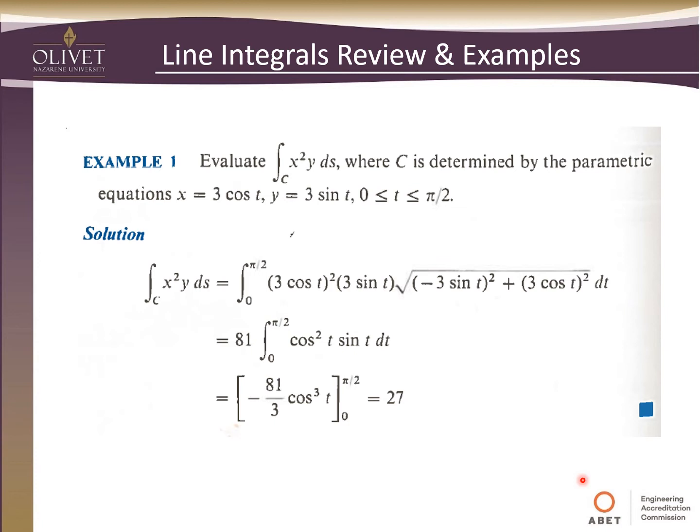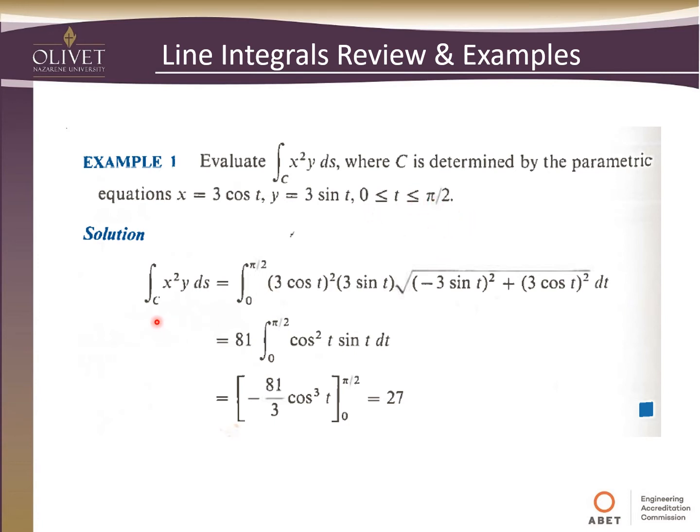So with that identity in our back pocket, hopefully that's sparked your memory a little bit. Let's look at an example of how this works. So let's say we wanted to evaluate this circular integral of x squared y ds, where c is determined by these parametric equations here. So x is defined as 3 cosine t, and y is defined as 3 sine t, and we're letting t go from 0 to pi over 2.